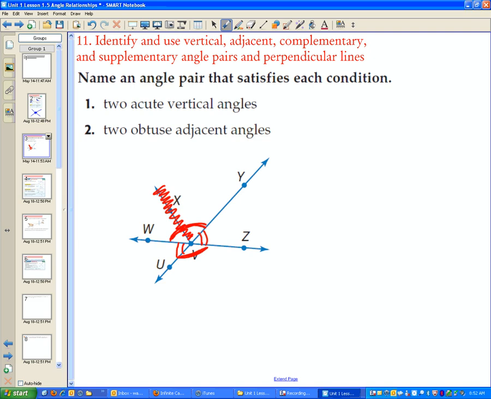Now, they want the acute vertical angles. So which are the acute ones? Yeah, so angle Y, let's see, what was that letter I covered up? V, Z, and angle U, V, W. Yes.